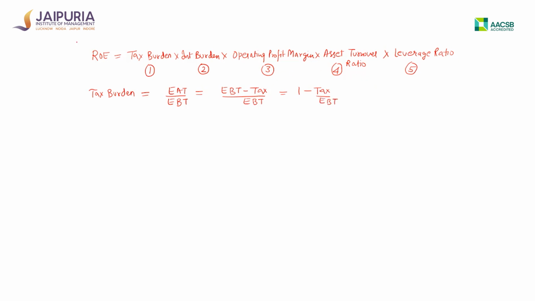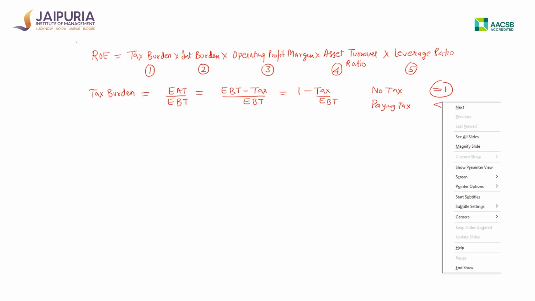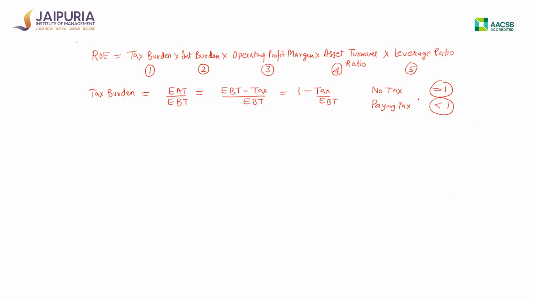This decomposition tells me that when a firm is paying no taxes, the tax burden ratio will always be equal to 1, and when the firm is paying taxes, the ratio will always be less than 1. Is this okay? Next comes the second parameter, that is interest burden.